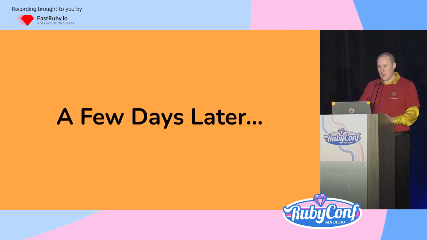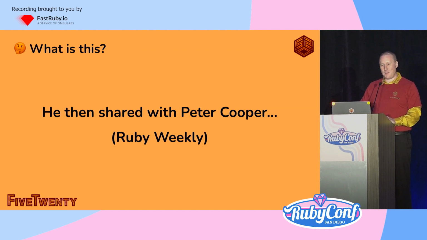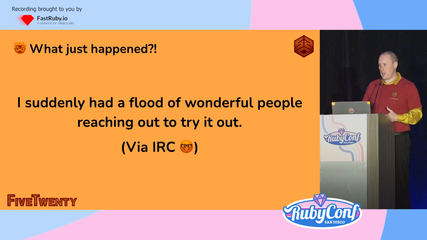It was great. A few days later, I shared this new RVM project with a friend of mine, Jamie Van Dyke, who I worked with at Engine Yard. He's a brilliant guy. He then shared it with this guy named Peter Cooper, which I didn't know he did, who turned out to have this cool thing called Ruby Weekly, or I forget if that's what it was called back then. He then published it, and suddenly I had a flood of amazing people reaching out via IRC, because it was before shiny things like Slack and Discord. Yeah, it was that kind of time, right?